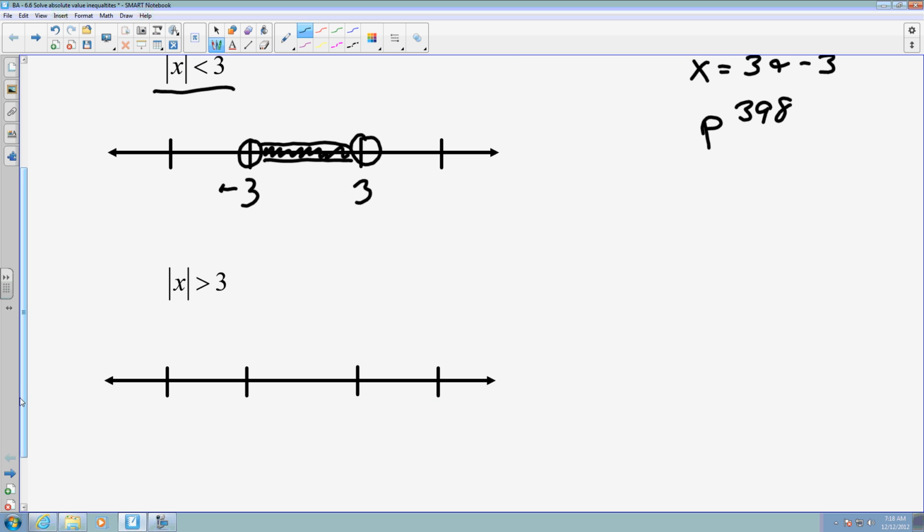And if the absolute value of x is greater than 3, we're still going to have our -3 and our 3. Still it is going to be an open circle. But the graph is going to show looking like an or statement. Okay?